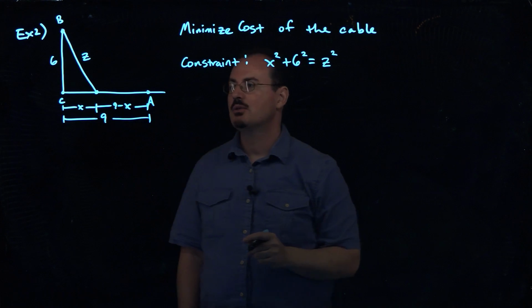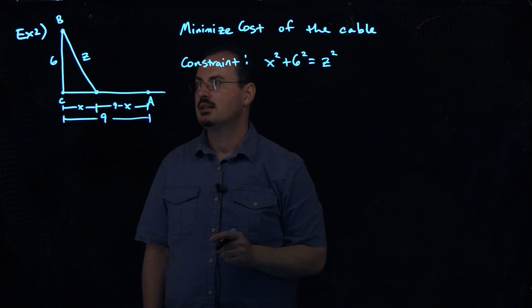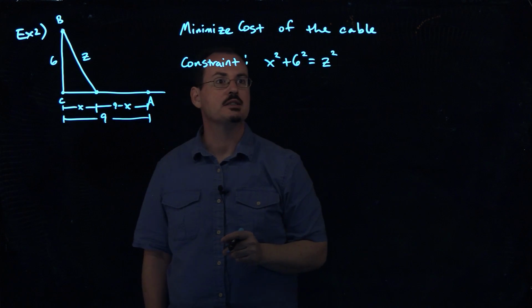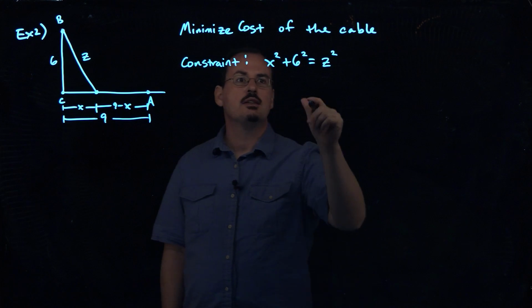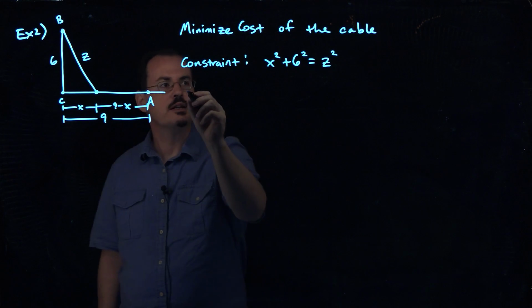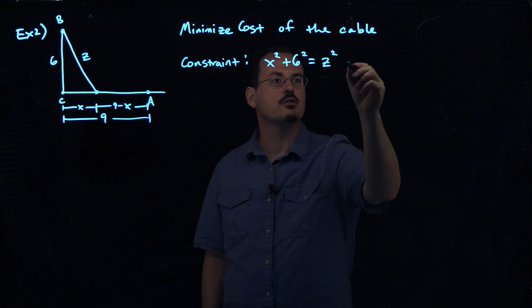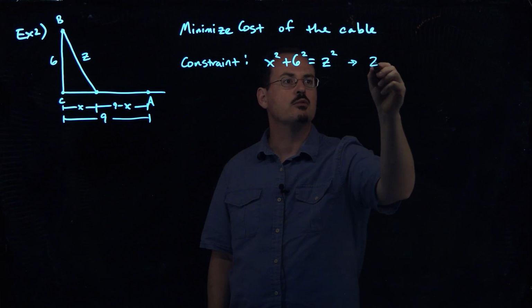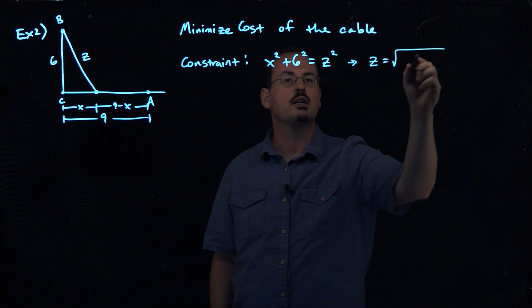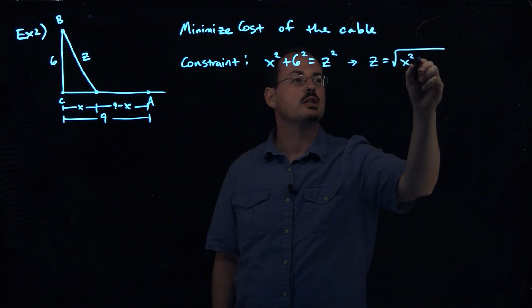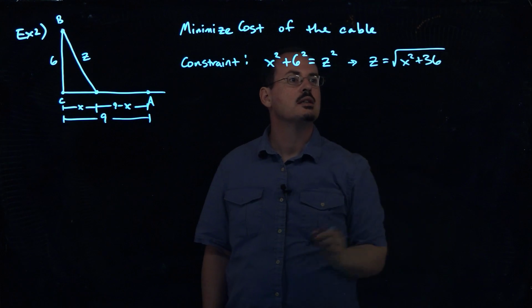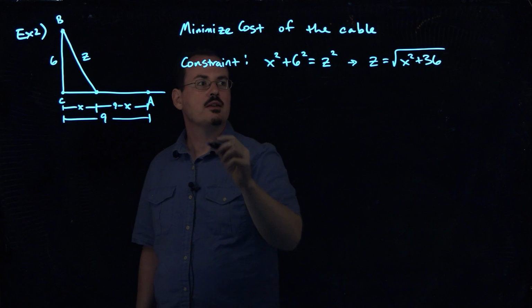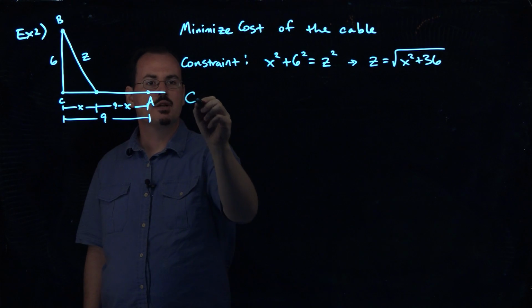What I want to do is put everything in terms of x, because that's going to help us to figure out what the cost function actually is. So let's solve this for z real quick. All I have to do is take the square root of both sides. So z is going to be the square root of x squared plus 36. And then we can construct the cost function.